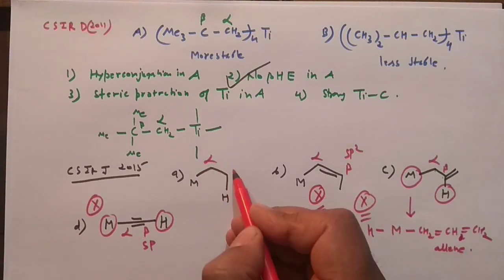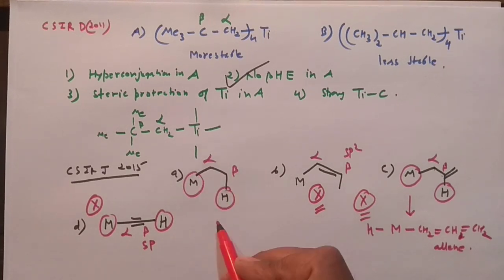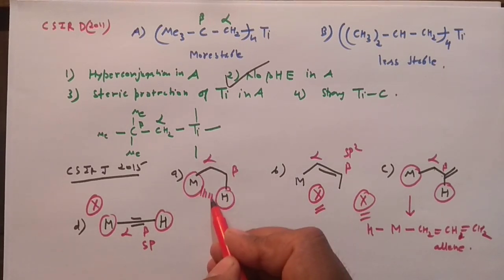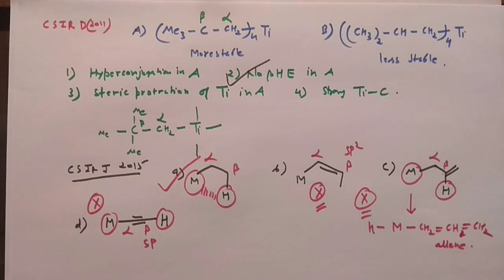But this one, this is your alpha carbon, this is your beta carbon, sp3, with a cis coplanar relationship. They interact agostically to give that beta hydride elimination reaction. So your correct option would be A. Okay, so this is how you can solve the answers of the CSIR NET also.